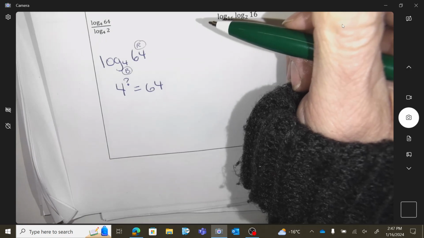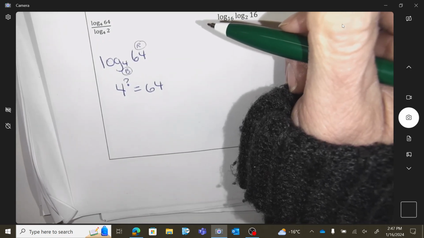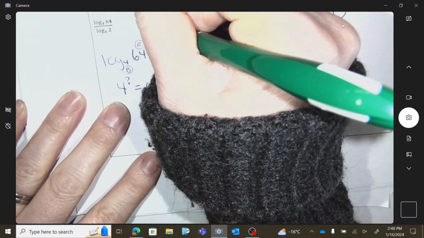Four times 4, so squared, is 16. What do you think? 16 times another 4? 3.